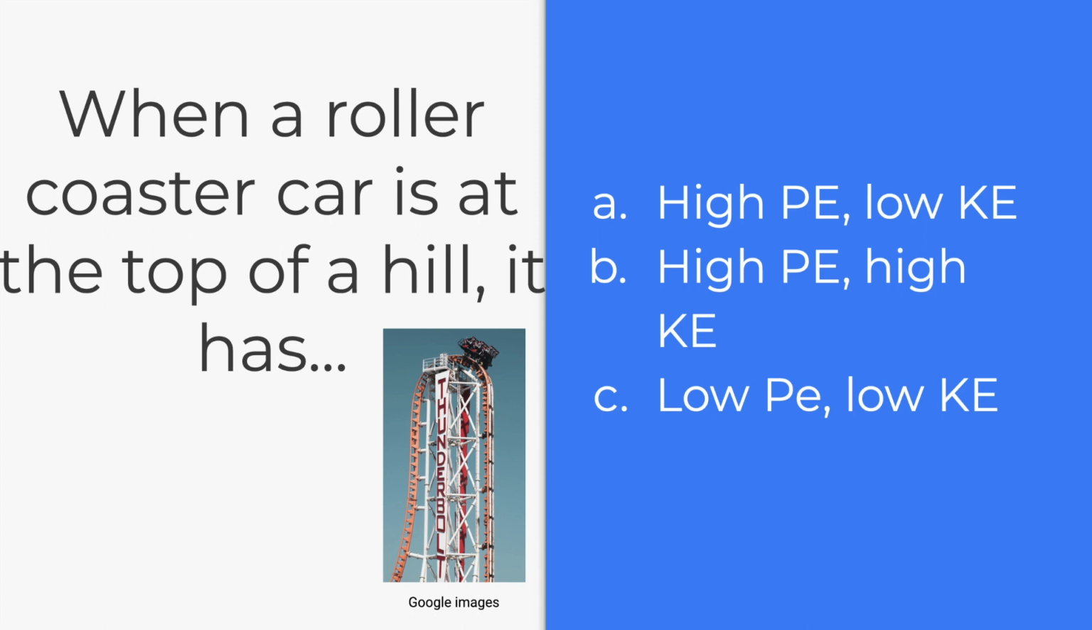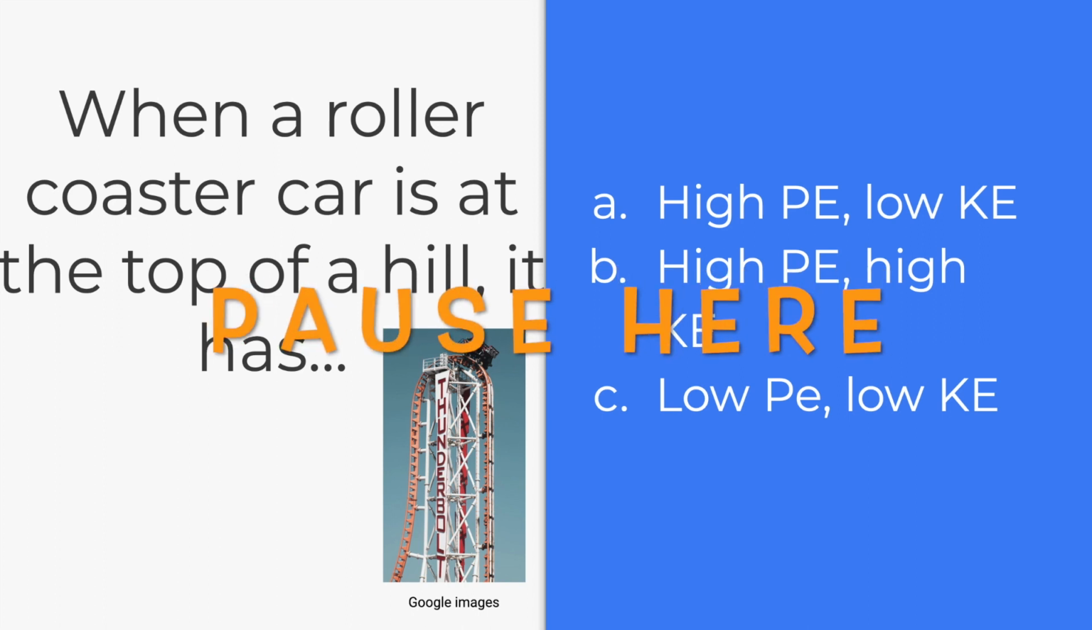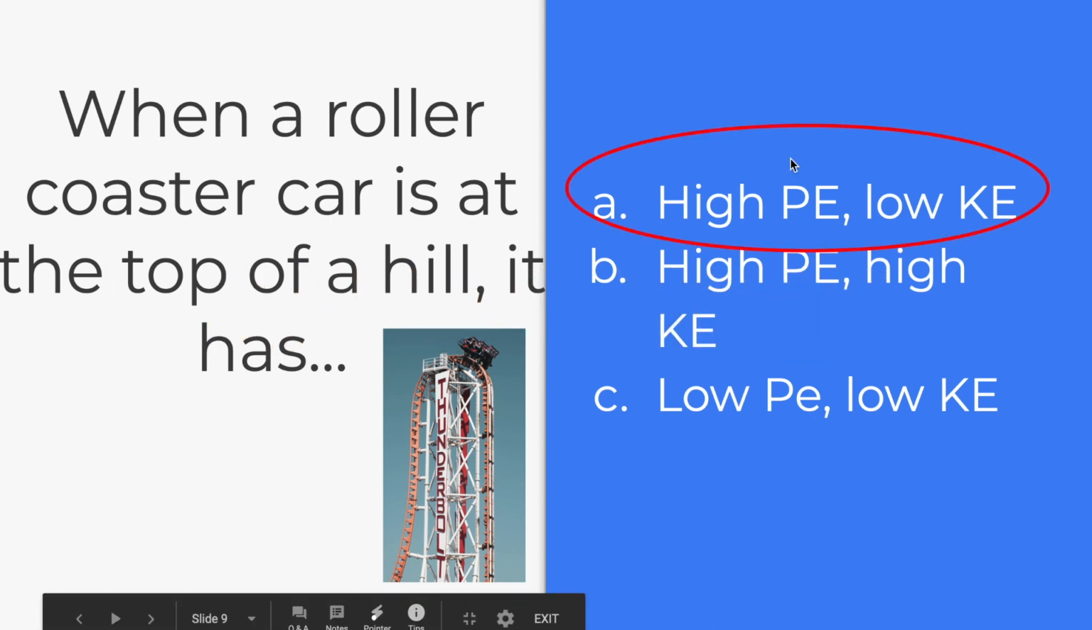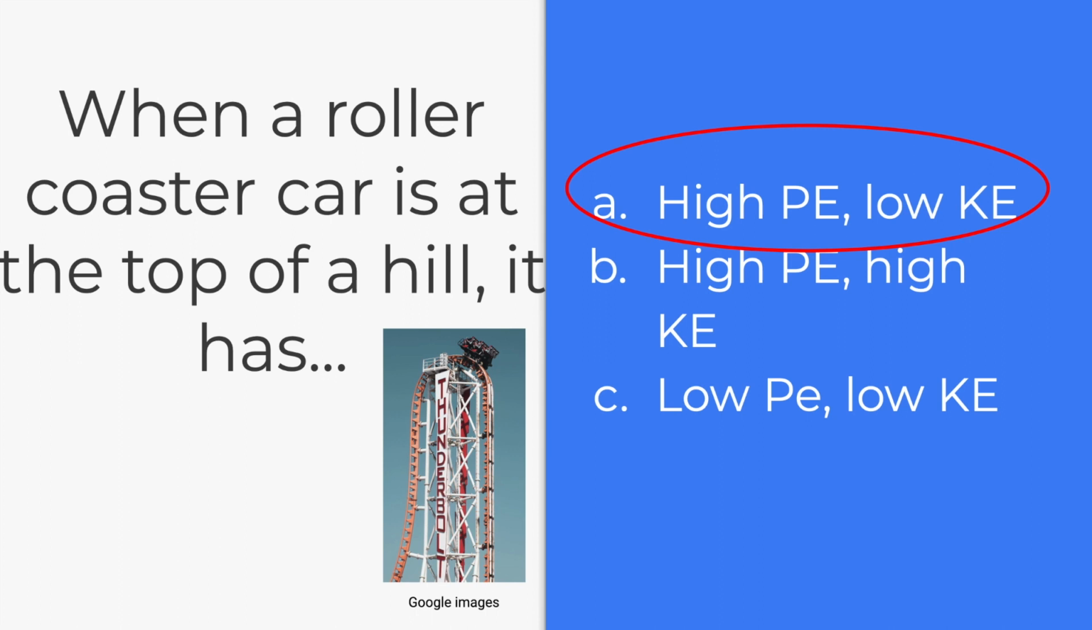When a roller coaster car is at the top of the hill, does it have high potential energy and low kinetic energy, high potential energy and high kinetic energy, or low potential energy and low kinetic energy? It has high potential energy and low kinetic energy because remember, just before we were looking at that roller coaster example, when a roller coaster is at the top of a hill, it's not moving and it's storing its potential energy, so as it goes down the hill, it will gain kinetic energy.